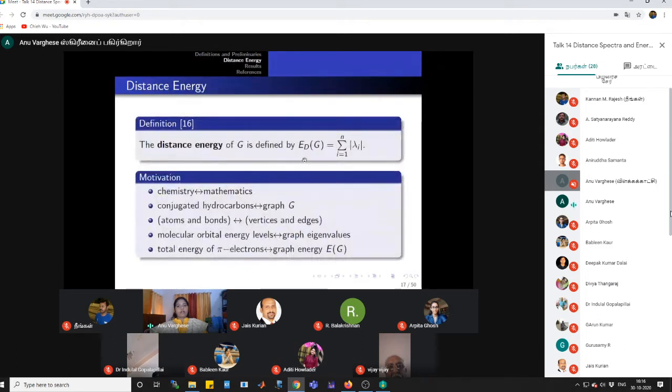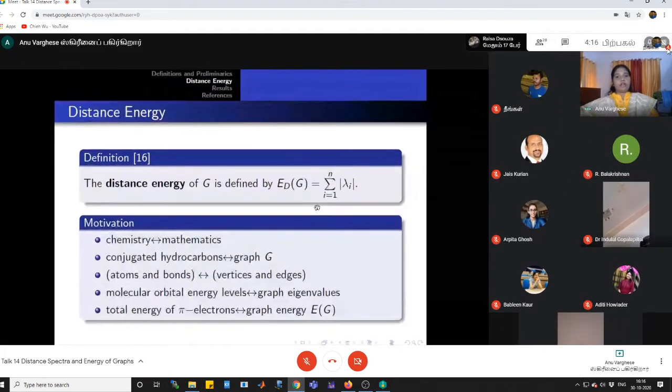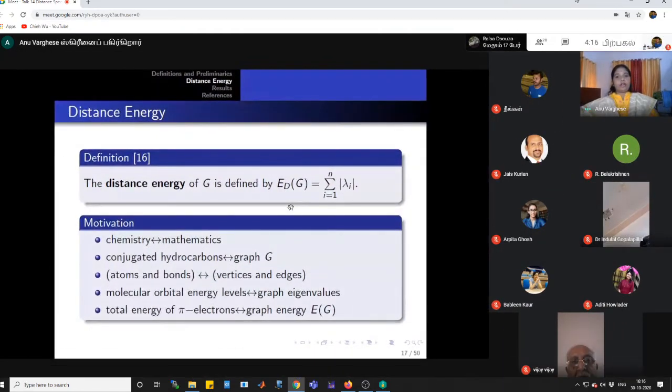Now we come to the definition of distance energy. Distance energy was defined by Indulal and Vijayakumar in 2008. For any square matrix with real entries, the energy is defined to be the sum of the absolute values of the eigenvalues. In the case of distance matrices, the distance energy is defined as the sum of the absolute values of the distance eigenvalues.